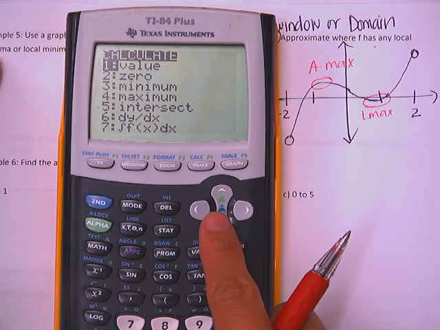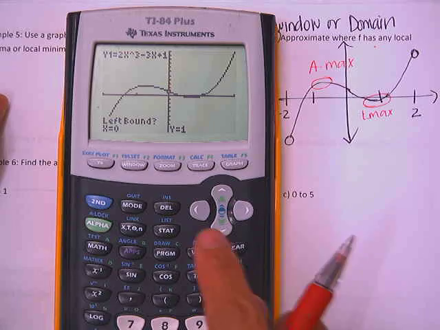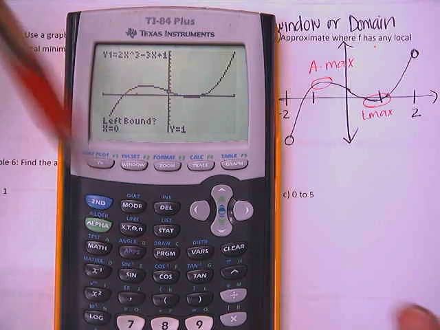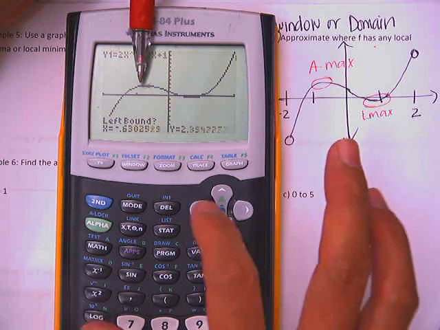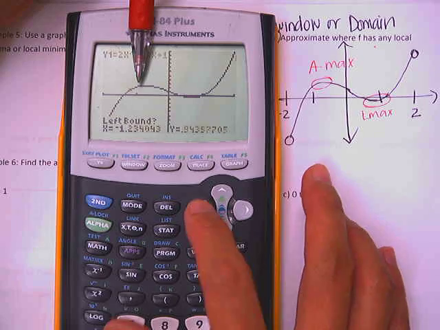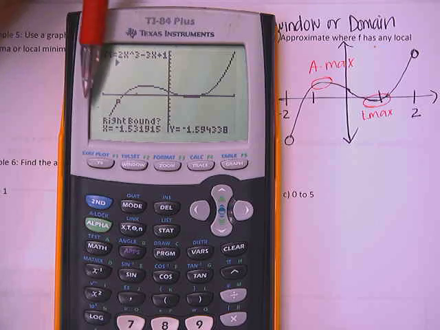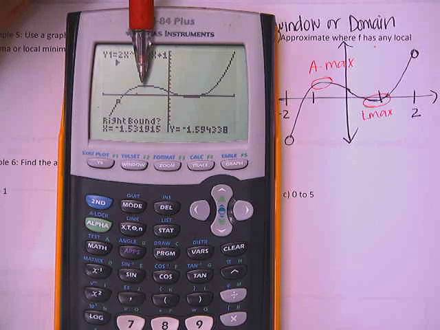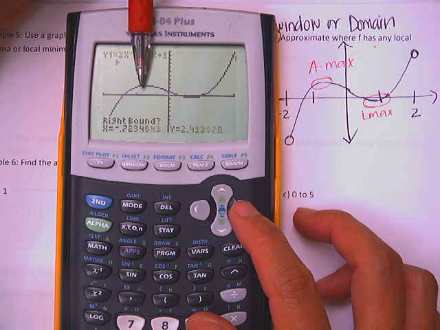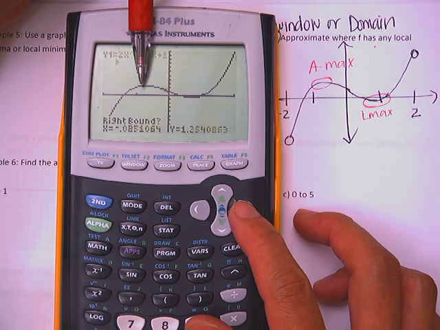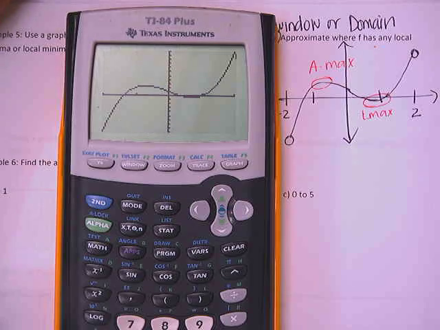Second, trace, go to maximum. And it's going to ask you 3 questions. The first one is left bound. Remember, absolute max is somewhere here. So left bound means it's on the left-hand side of there. It doesn't matter how far. Go wherever you want as long as it's on the left-hand side. Hit enter. Then notice how the second question says right bound. Right bound is somewhere to the right. So make sure you go far enough to where it says right. Okay, enter. And yes, I want you to guess because that's what it wants.